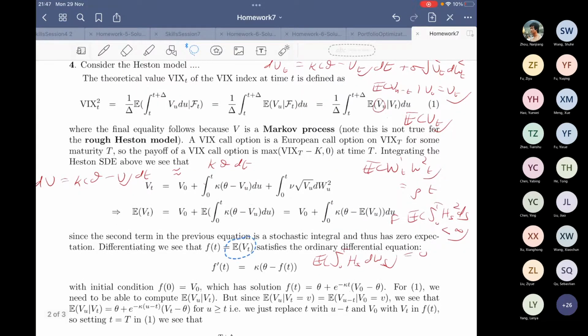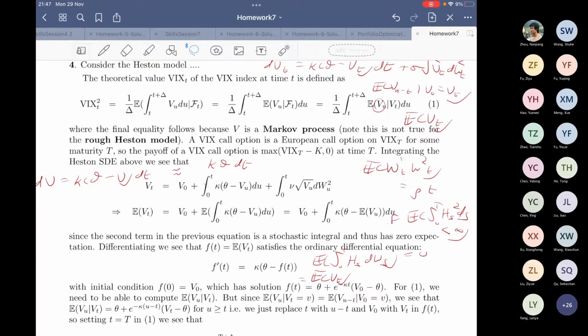So E of VT is actually the solution to a simple ordinary differential equation. You can solve this ODE as follows: f(t) equals that. Here's where I wrote this, I knew I'd written this somewhere. So we now have an expression here. This is E of VT, just to clarify that. E of VT is equal to what we have here.